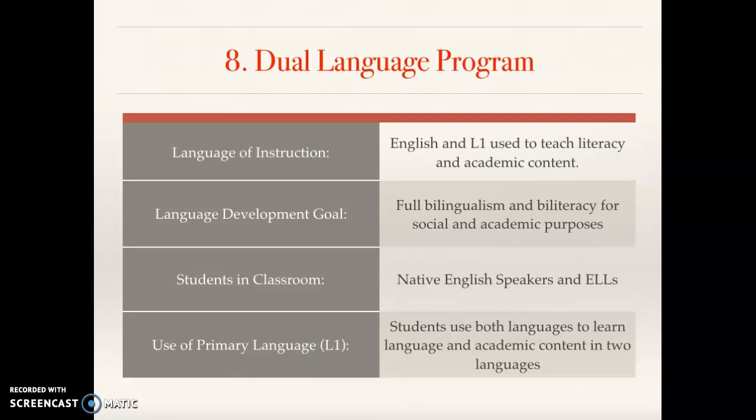And the dual language program is a stronger bilingual program, basically. So the language of instruction is English and the L1, used to teach literacy and academic content. They are used equal to one another. There is a development goal of full bilingualism and biliteracy for social and academic purposes. The students in the classroom are the native English speakers and ELLs. The use of primary language: students use both languages to learn language and academic content in 2 languages.